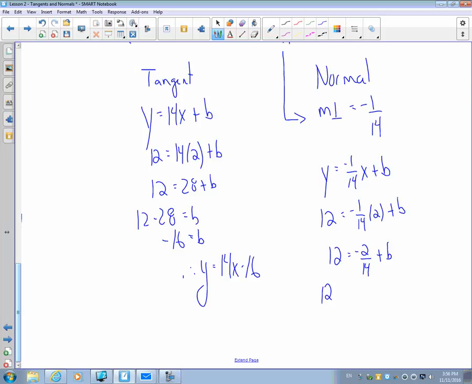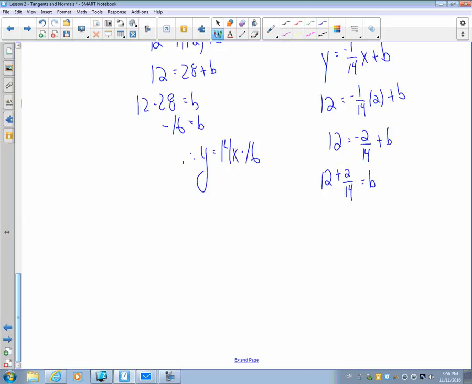And we have to add that to the other side, right? And if you use your fraction button, it's going to simplify it for you. So not a big deal, but you should get 85 over 7 for b. So therefore, your equation is negative 1/14 x plus 85 over 7. And that's the equation of a normal.